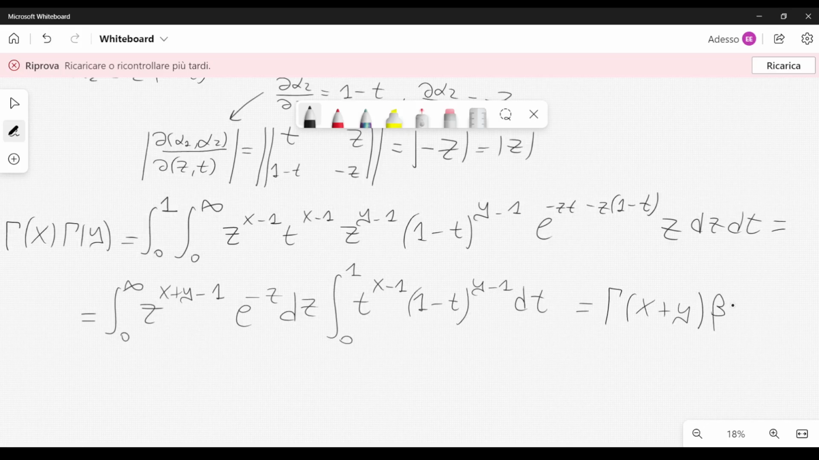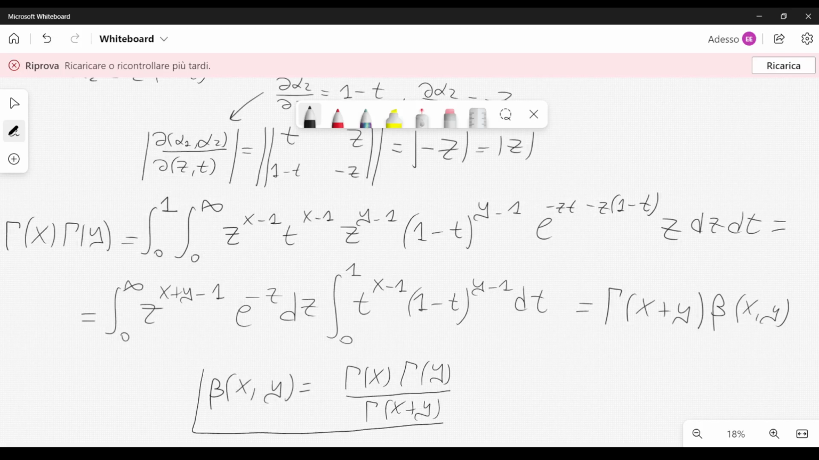times beta of x, y. So all in all, we find the following formula. Beta of x, y is equal to gamma of x times gamma of y divided by gamma of x plus y, which is a formula that we used in the last video when we normalized, let's say, the Legendre polynomials.